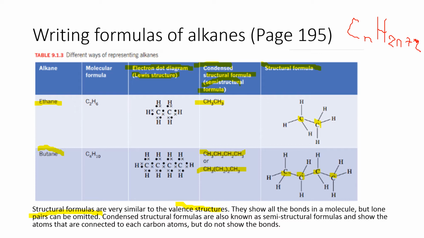If you look at ethane and butane, you can see the condensed structural formula, also known as a semi-structural formula, is different from the structural formula because it does not show the lines. It only shows the carbon and hydrogen.